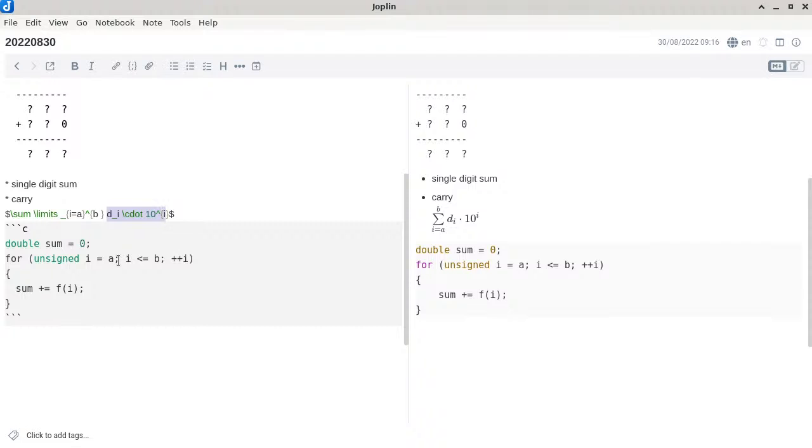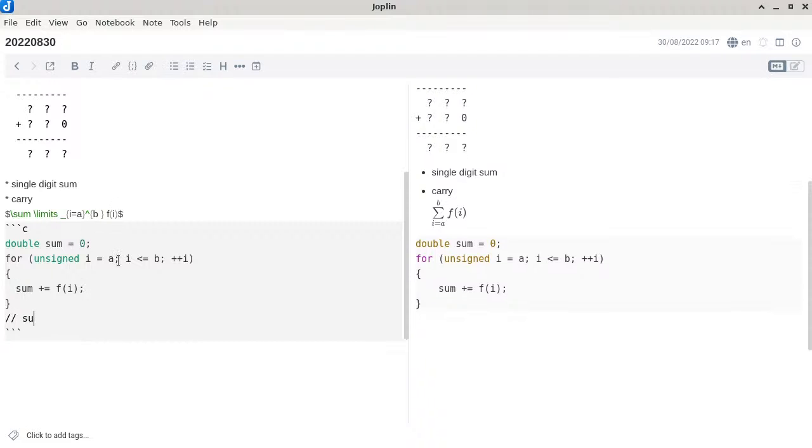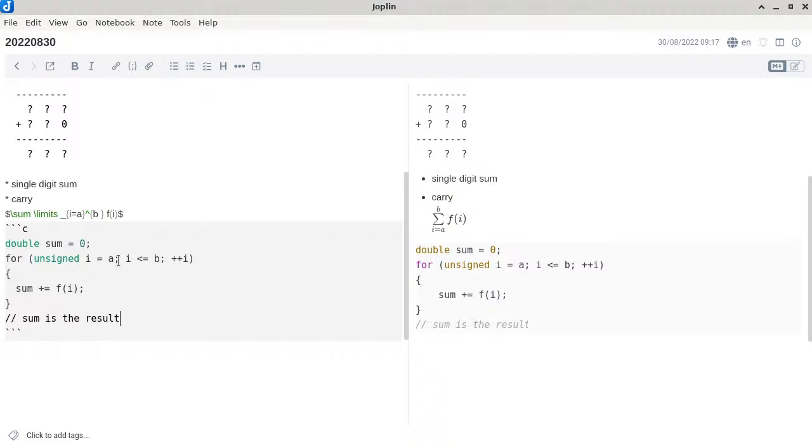So this is going to be changed to f of I, which is just some function that depends on I, and it gives you a double as a result. So let me just double check. Yep, I think this is sufficient, and we'll just go ahead. I will go ahead and put a comment here and say your sum is the result of the entire operation.